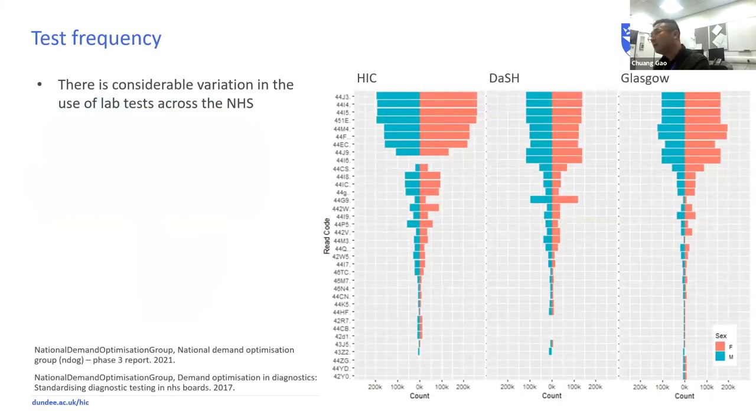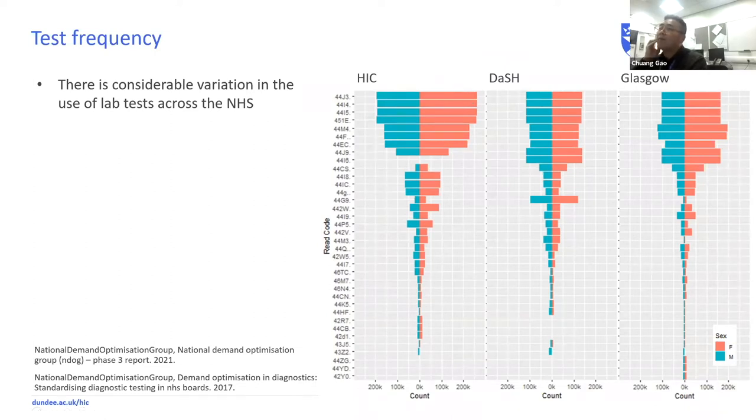From this image, you can see, generally speaking, it follows the same pattern. If a test is widely used in one region, then it will be quite popular in other regions as well. And another pattern you observe here is that female patients, generally compared with male patients, have more tests conducted on them.